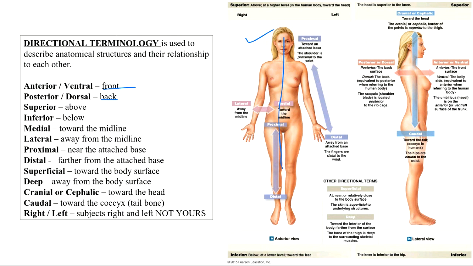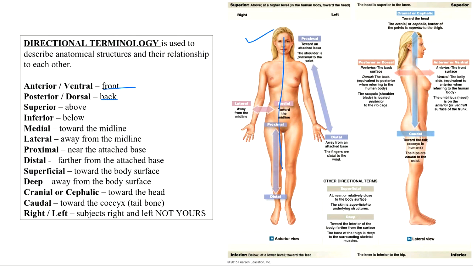Essentially, they're just terms referencing the attached base. Proximal is either toward or near the attached base, and distal is further away from the attached base.